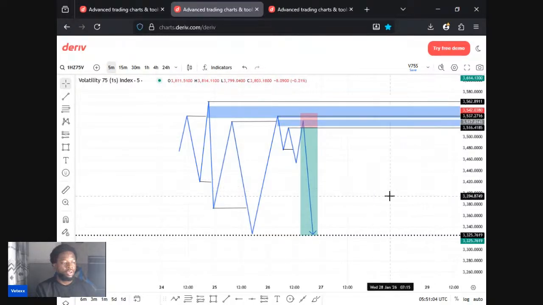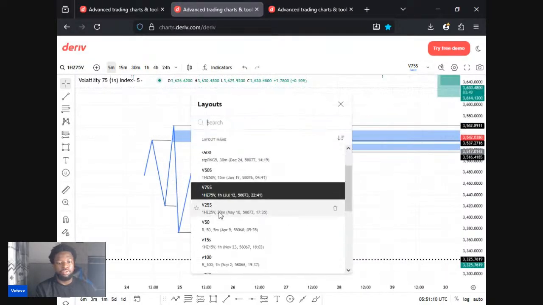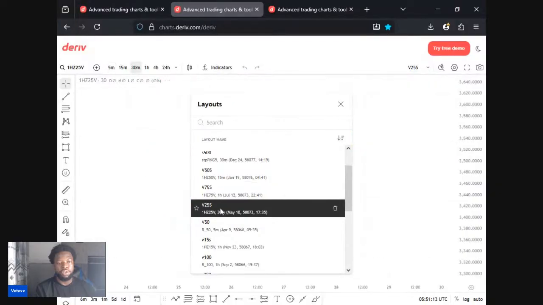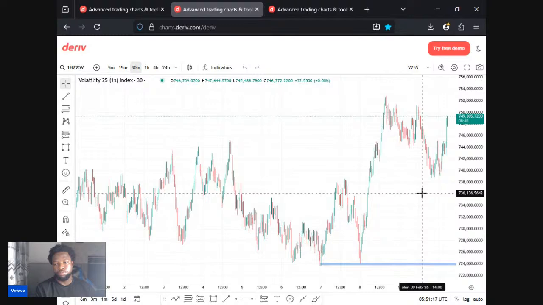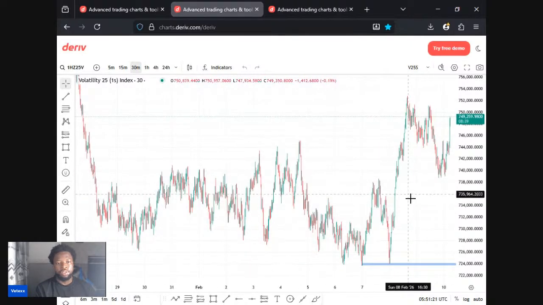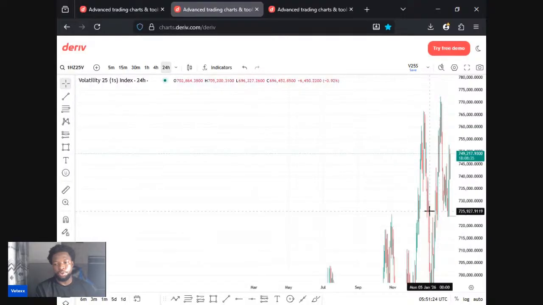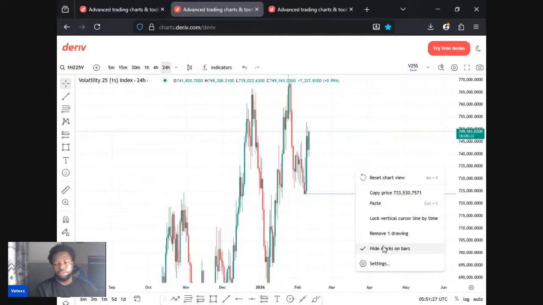So this is what we have on V75 1S. The next pair we are going to be checking is V25 1S, to see if we are going to have anything like that. And if we have a continuation, we can always buy. Starting from the 24-hour time frame, V25 1S has been bullish for a while, for the longest.